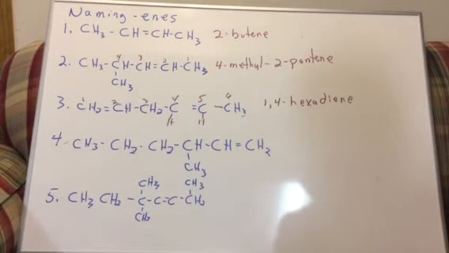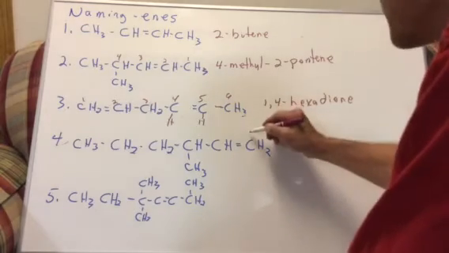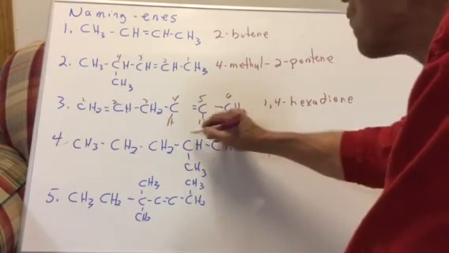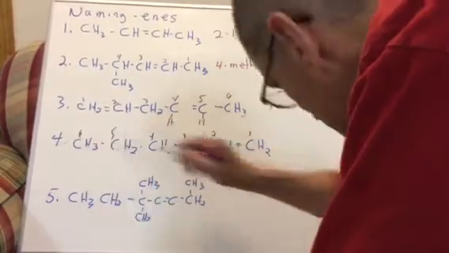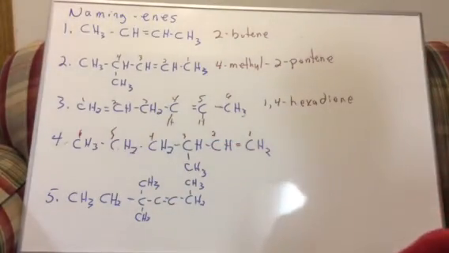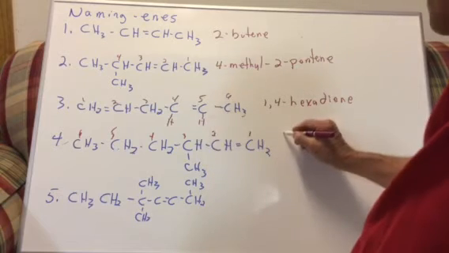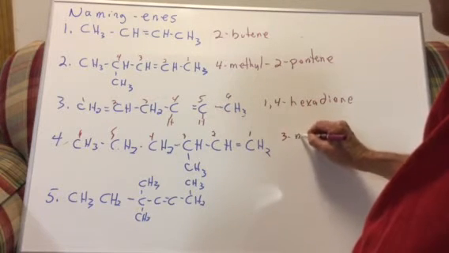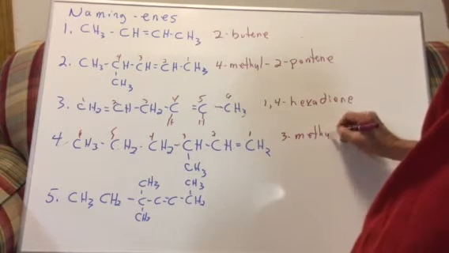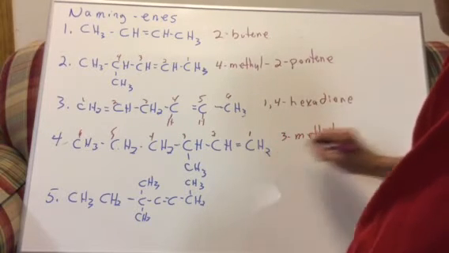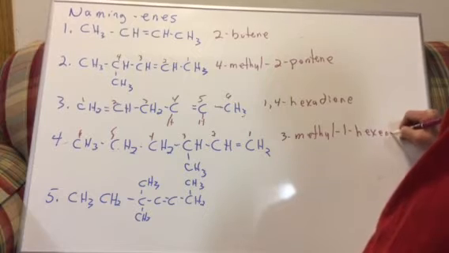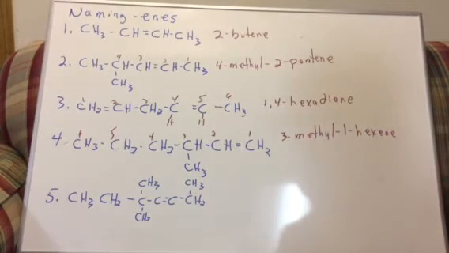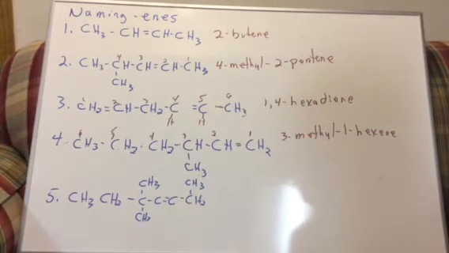Okay, on number 4, again, we're saying this is the number 1 carbon, so 2, 3, 4, 5, and 6. So again, we have a hexene. And on the 3 carbon, we have a methyl group. So we have 3-methyl, on the first carbon, hexene group. So 3-methylhexene.